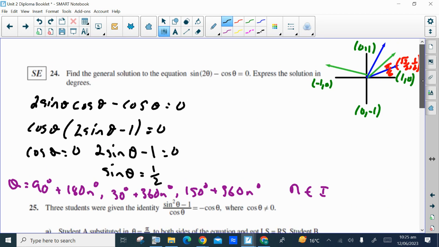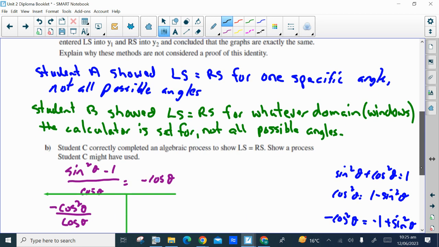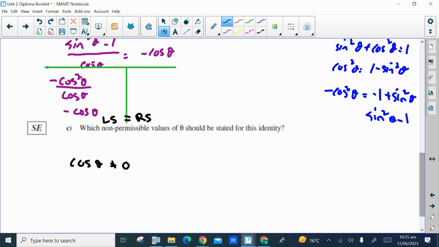And if we go up at the top, we see that the cosine equals 0 at pi on 2 and 3 pi on 2. And in this case here, it doesn't tell you whether to use radians or degrees, so I'm just going to choose to use radians. So theta cannot equal pi on 2 plus n pi, where n is an element of integers. So there are the restrictions.